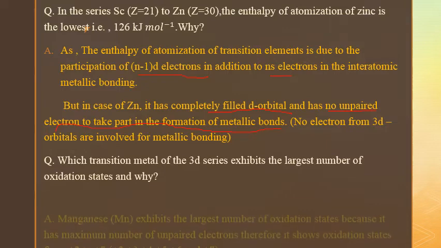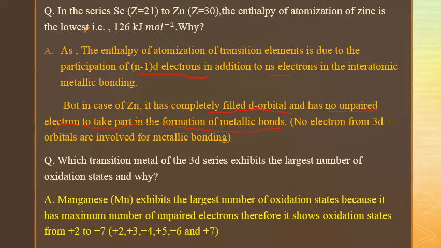And the answer will be manganese. Manganese is the transition metal of 3d series which exhibits the largest number of oxidation states, because it has maximum number of unpaired electrons. Largest oxidation state means why? Because it has maximum number of unpaired electrons. Therefore, it shows oxidation states from +2 to +7.